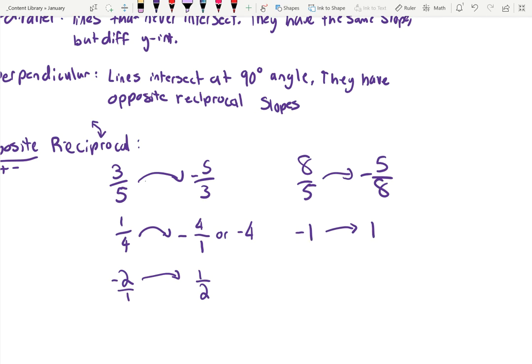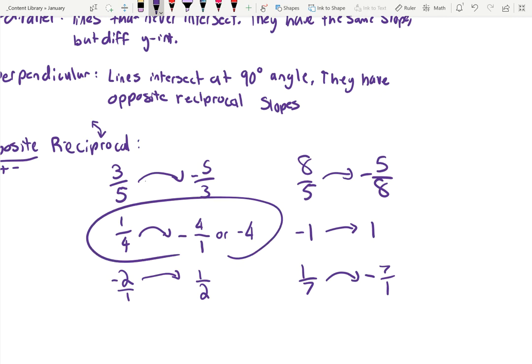And the last one, just for good practice: the opposite reciprocal of 1/7. It's positive now, so we'll make it negative 7/1. This is similar to the second problem we did. 7/1 is the same thing as just 7, so the answer is -7.